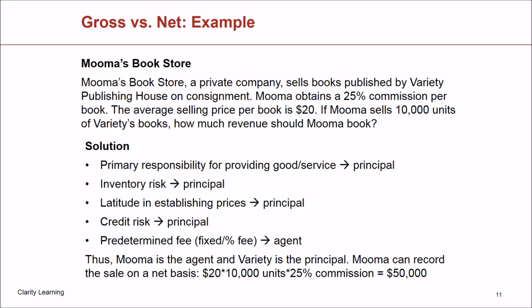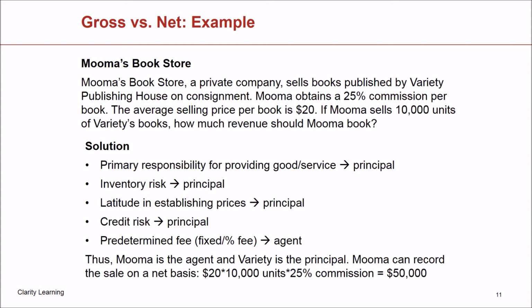For inventory risk, similar, it's the principal who takes on this inventory risk because the inventory is on consignment. For the latitude in establishing prices, again, the publishing house is the one who determines what the selling price of the books are. For the credit risk of the customers, you could debate either way. It doesn't really matter here just because even if you argue that Muma is the one that takes on the credit risk, it's only 1 point for Muma to be principal. So this is up for debate, considering that there's not that much information in this case.